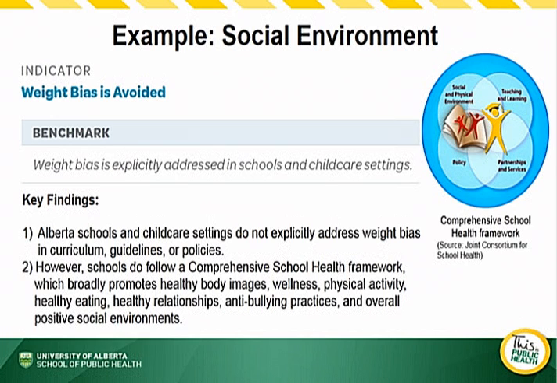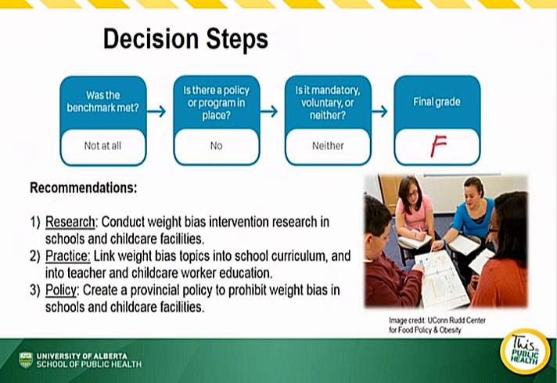And given the fact that bullying and mental health are considered to be hot topics in schools right now, it could be helpful to piggyback onto strategies already in place, tying in body image and weight bias topics. So in light of the lack of attention being paid to weight bias in schools and childcare, Alberta did fail this assessment. The recommendations that came from these findings included conducting intervention research to find out what works and what doesn't with respect to ways to reduce weight bias in schools and childcare, linking weight bias topics into school curriculum and into teacher and childcare worker education, and finally creating a provincial policy that would actually prohibit weight bias in schools and childcare.